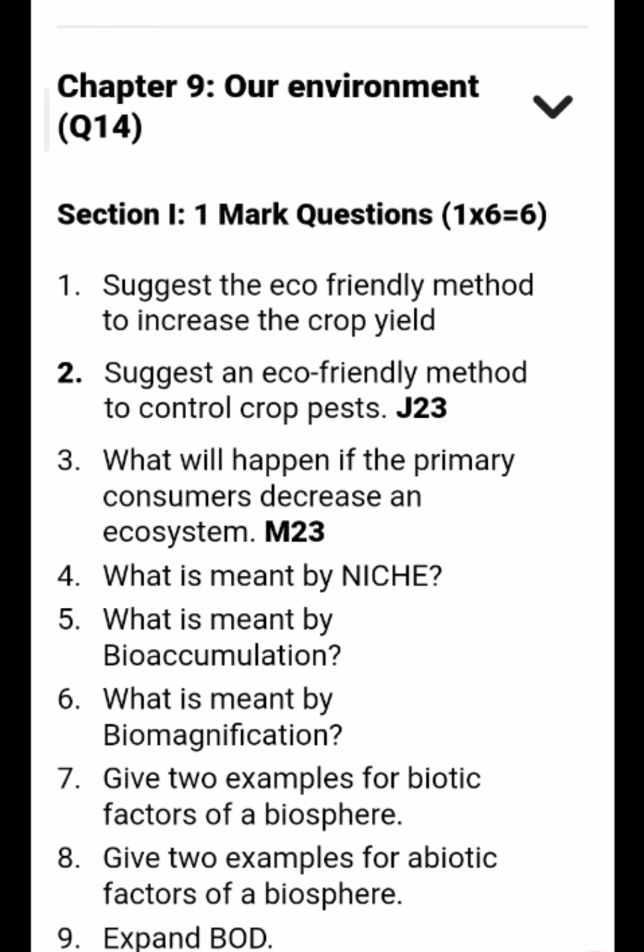1 mark questions. Suggest an eco-friendly method to increase the crop yield. Next, suggest an eco-friendly method to control crop pests. What will happen if the primary consumers decrease in an ecosystem? What is meant by niche? What is meant by bioaccumulation? What is meant by biomagnification?